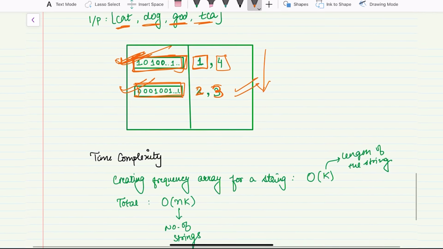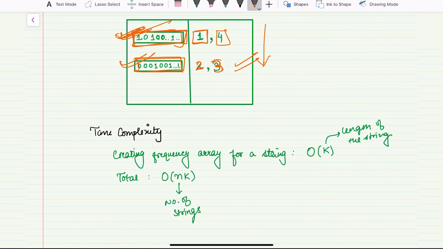The time complexity for this approach is going to be, so for creating a frequency array for a string, it's going to be order of k, where k is the length of the string, and the total time complexity will be order of n into k, where n is the number of strings. So it's going to be order of n into k. So this was it.